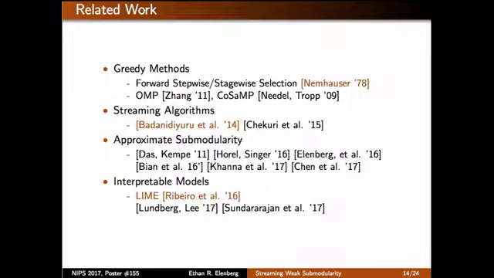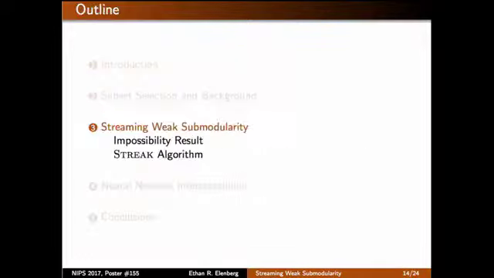So the most relevant related works are Nemhauser's classic greedy algorithm and CF streaming by Badanidiyuru. Approximate submodularity has been very active in the past few years, and interpreting neural networks has also gained attention. There are many different frameworks, including the talk right after this one, and in our experiments we compare to LIME, which is another black box method that solves a related but more expensive optimization problem.